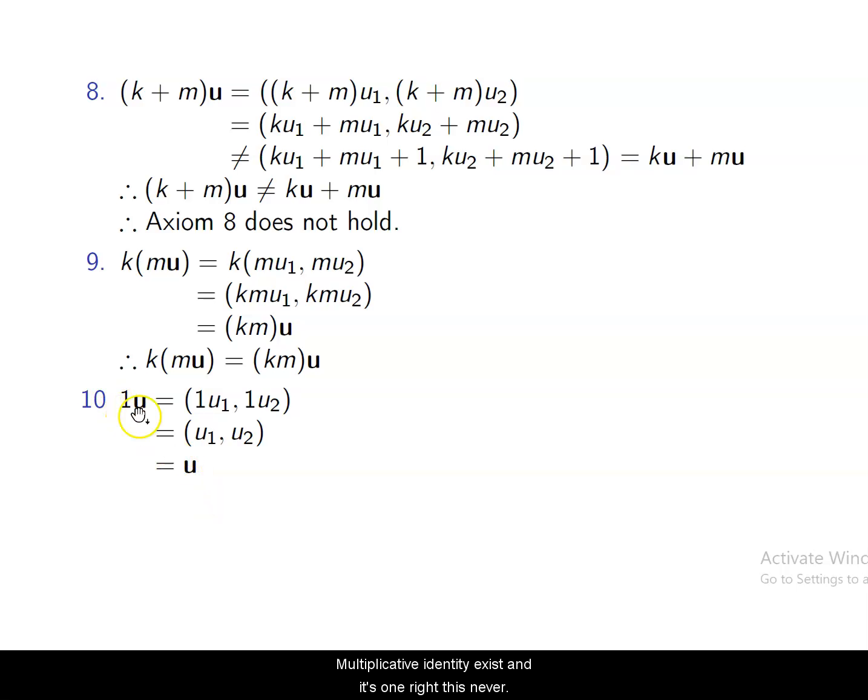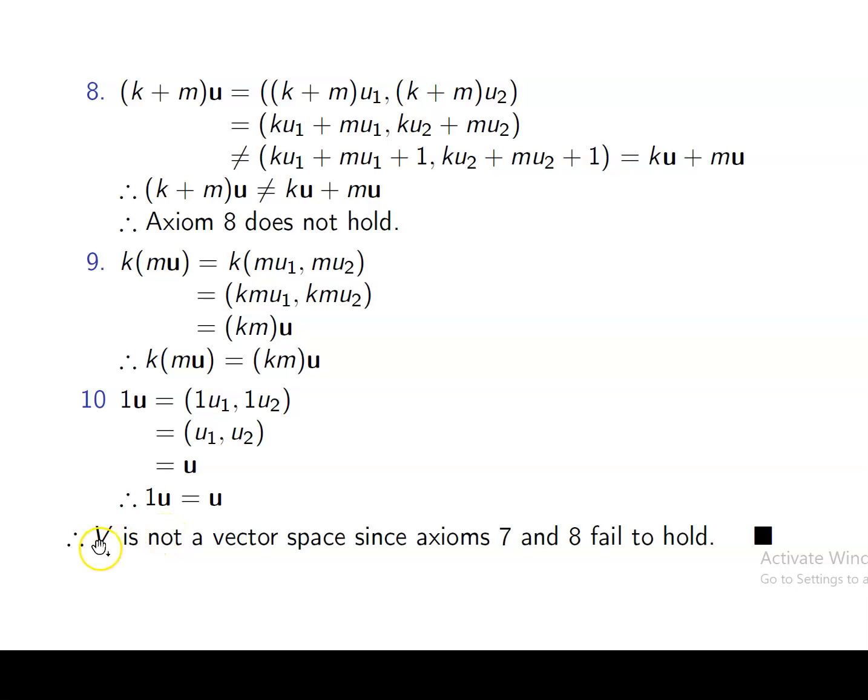The multiplicative identity exists, and it's 1, right? It's never a weird thing. Therefore, 1u equals u. Therefore, we can say that V is not a vector space, since axioms 7 and 8 fail to hold.